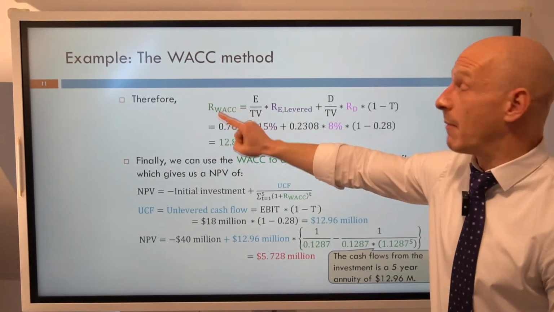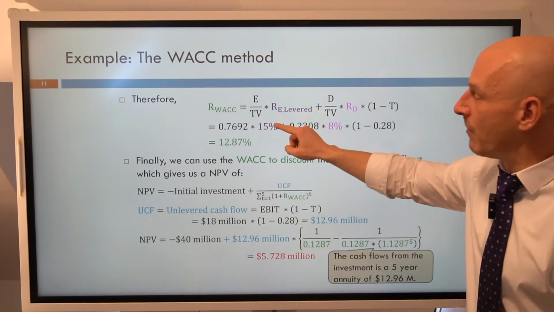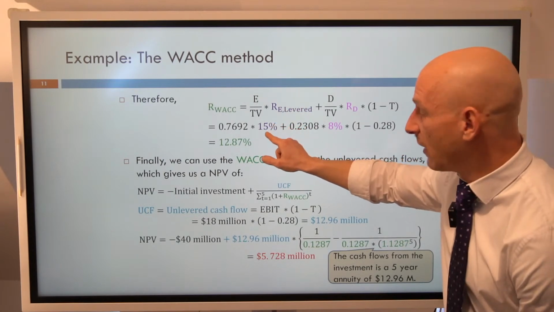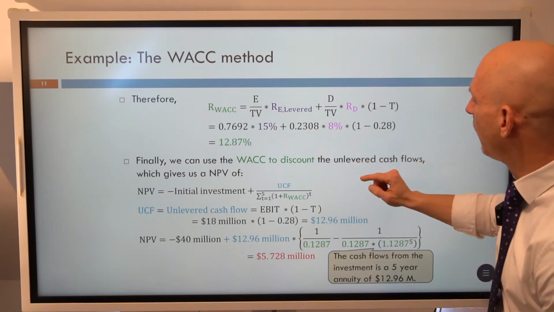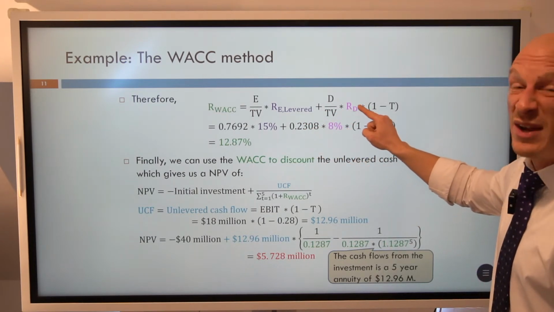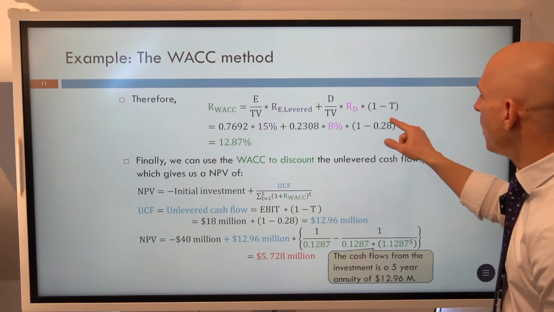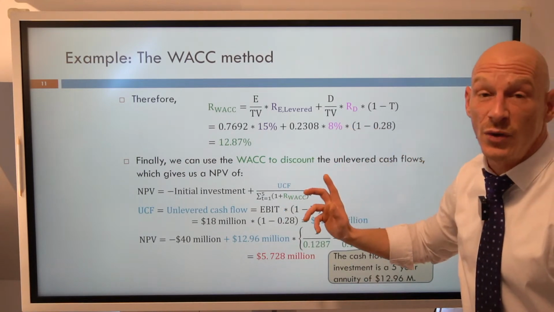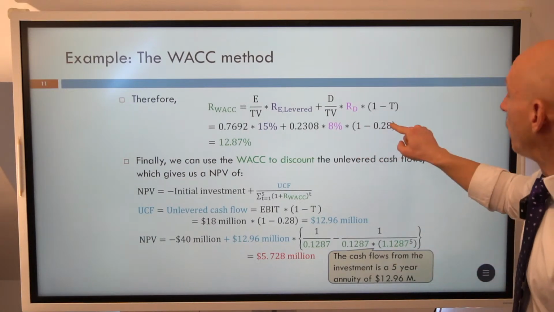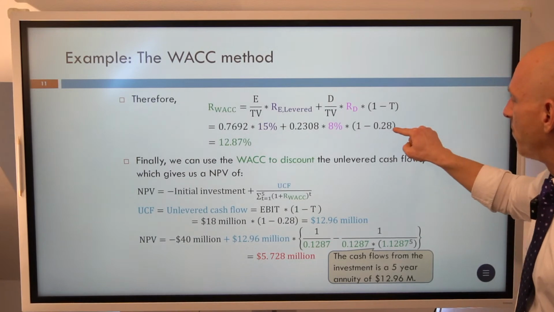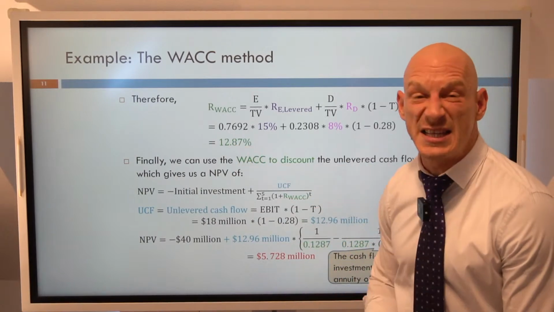We are trying to figure out a WACC. We have calculated our weight of equity. Using the CAPM, we have calculated the levered cost of equity, 15%. We have calculated our weight of debt, 23%. Given to us was already the pre-tax cost of debt in the form of the yield to maturity, 8%. The only thing missing is we need to convert it into an after-tax cost of debt simply by multiplying with 1 minus the corporate tax rate, which was given to us, 28%. Boom, there it is. And I type this in and my result is 12.87%.